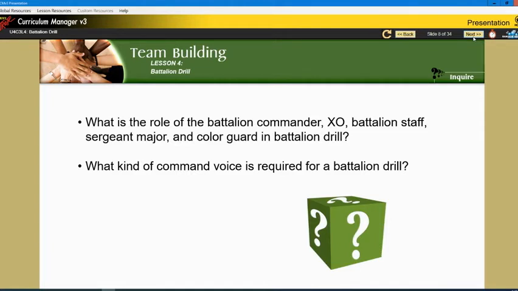What kind of command voice is required for battalion drill? Megan should know the answer to this one by now. A very loud one, because you've got to make it loud enough where the entire battalion can hear you, not just your company or your platoon.